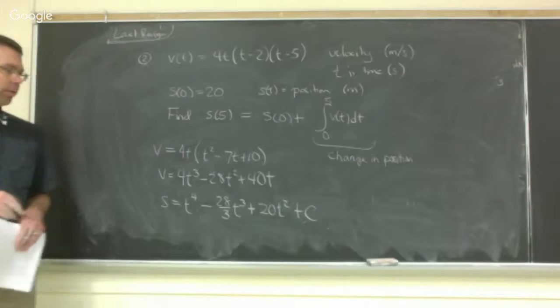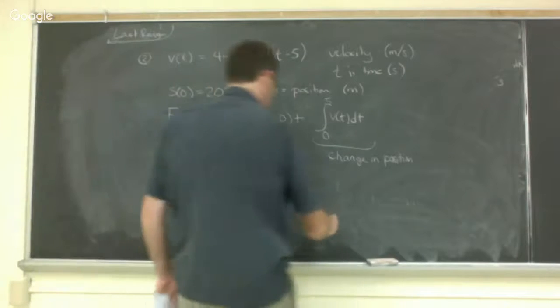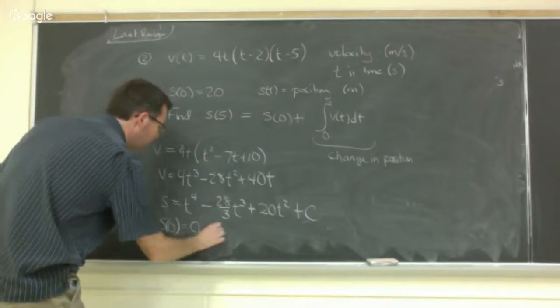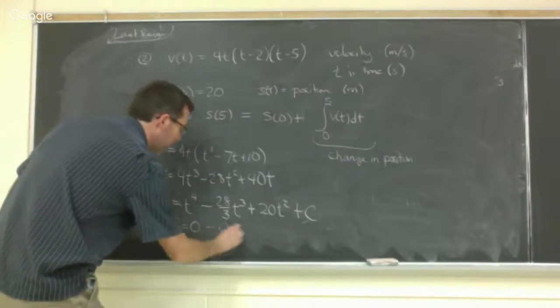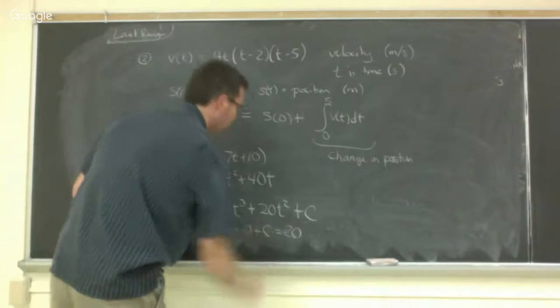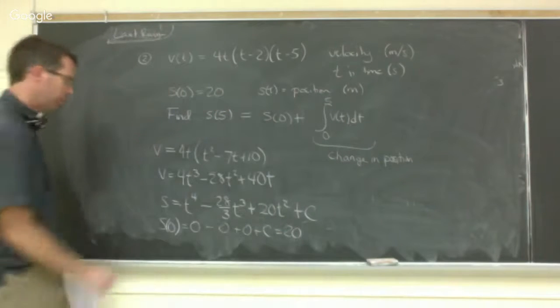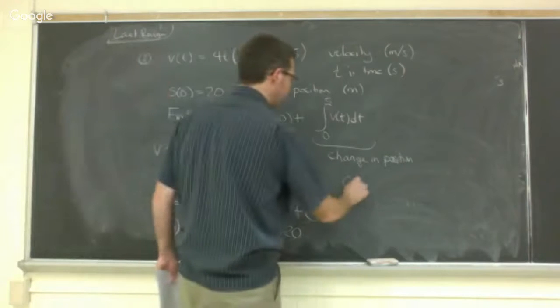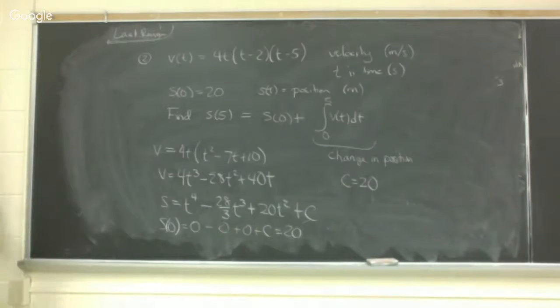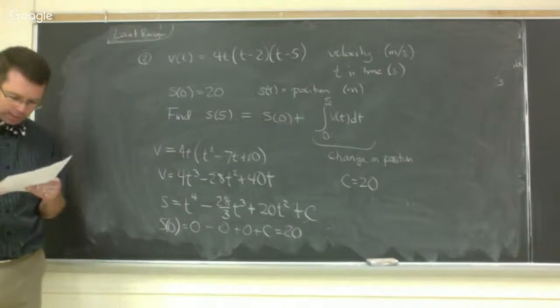And so then I plug 5 into that formula. S of 0 is 0 minus 0 plus 0 plus c. That should equal 20. And so we get c equals 20. And then I plug it in. And again, I don't think that part of the problem is probably worth us spending any time on.